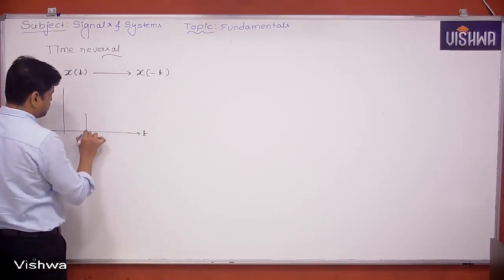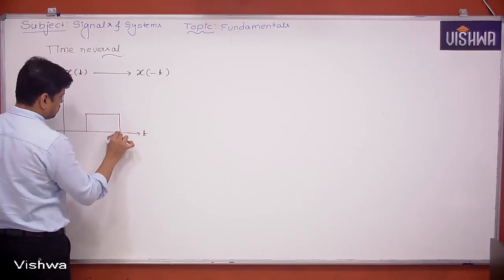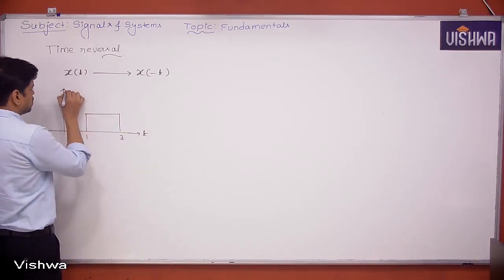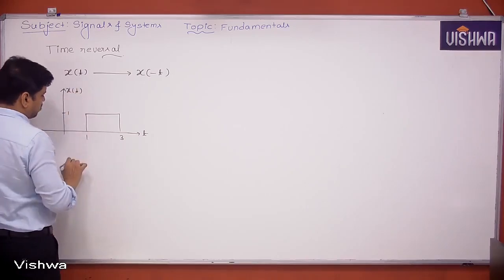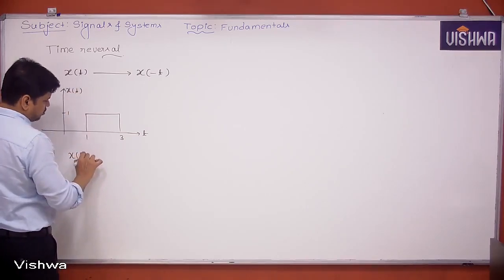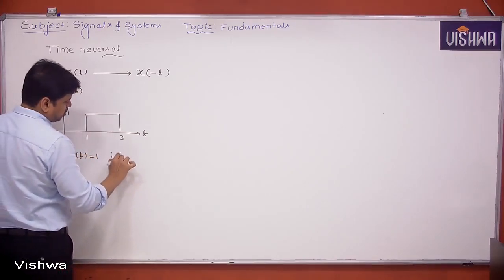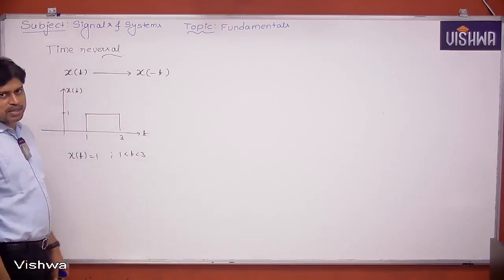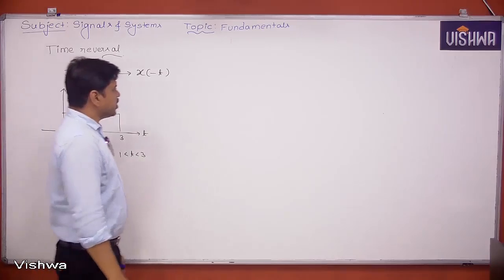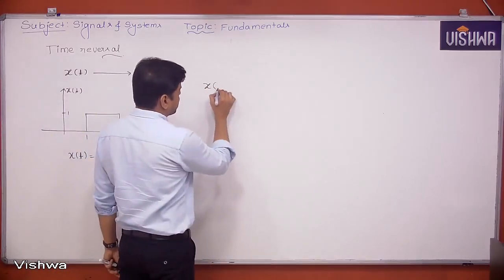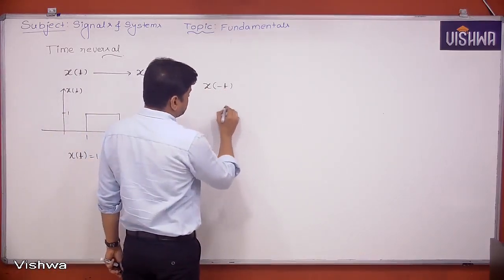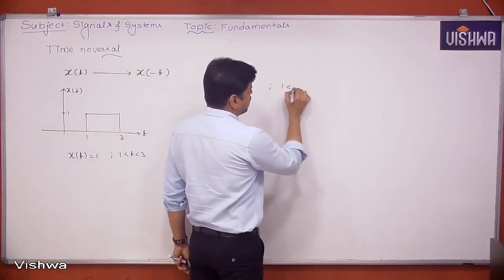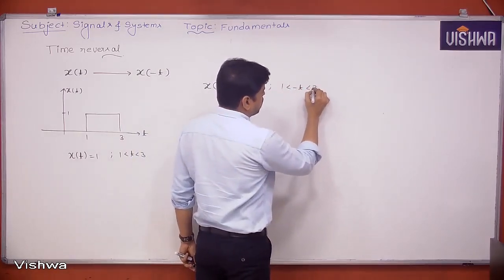1, 3, 1, which is x of t. So mathematically we can say x of t is equal to 1 when 1 less than t less than 3. This is the mathematical representation. If I could find x of minus t, how does it look like? So x of minus t is also equal to 1 when the argument lies between 1 and 3. What is the argument here?